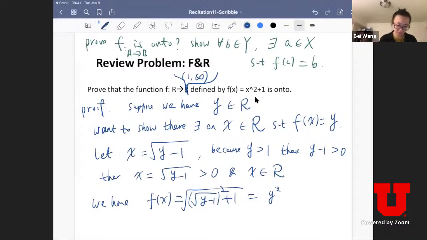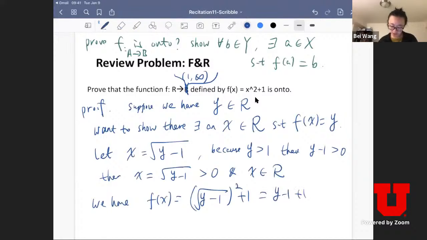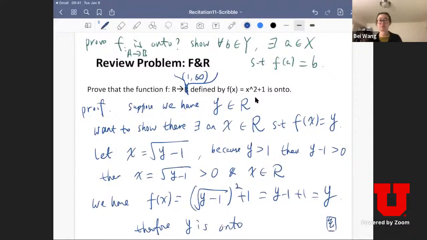Let's see. Oh no, actually, sorry. There's no square root here again. This is equal to y minus 1 plus 1. It's y minus 1 plus 1, which is equal to y. So we just found an element that is in the domain such that f(x) is equal to y. So therefore, f is onto. Okay, that is the end of the proof.